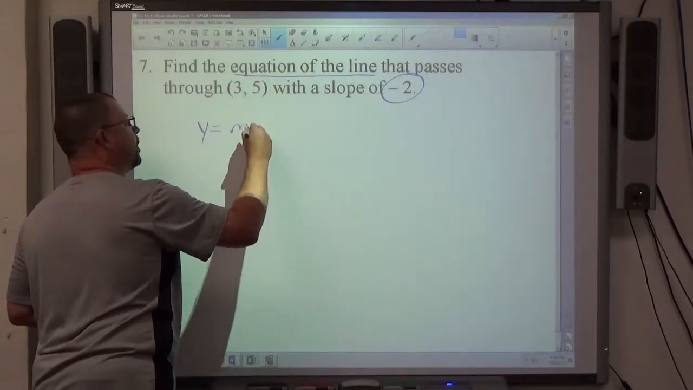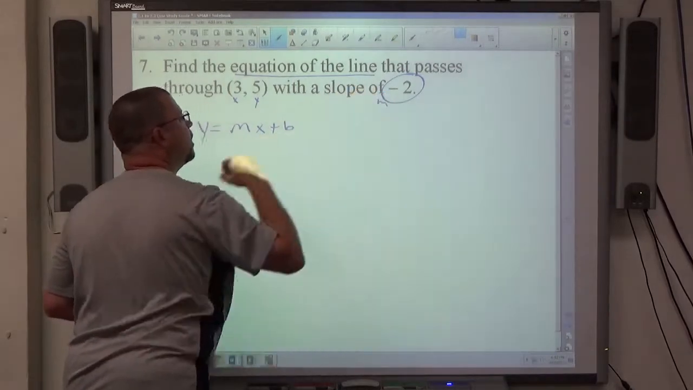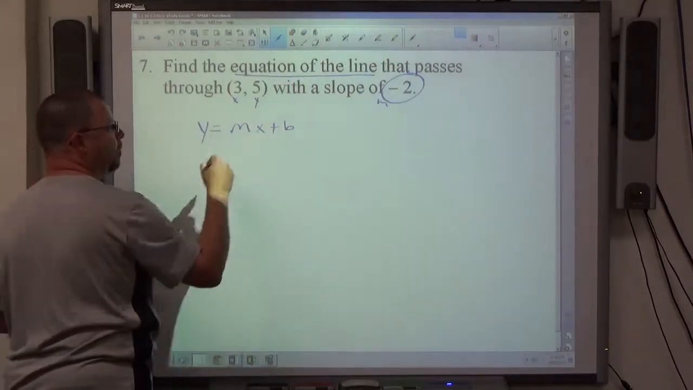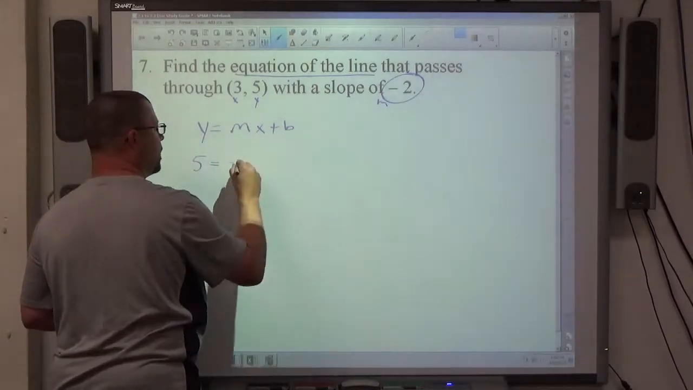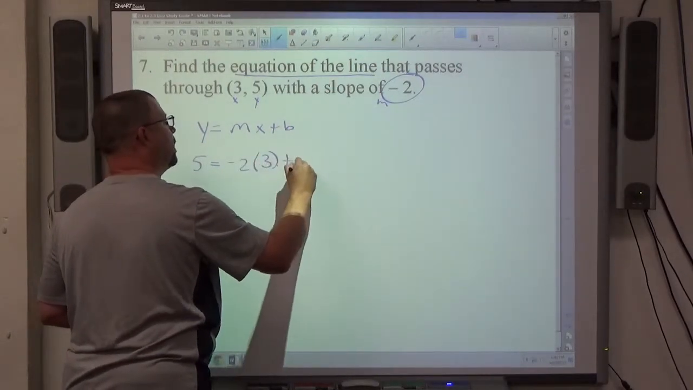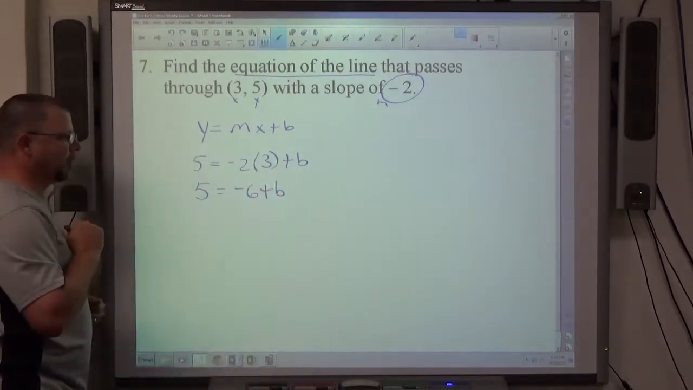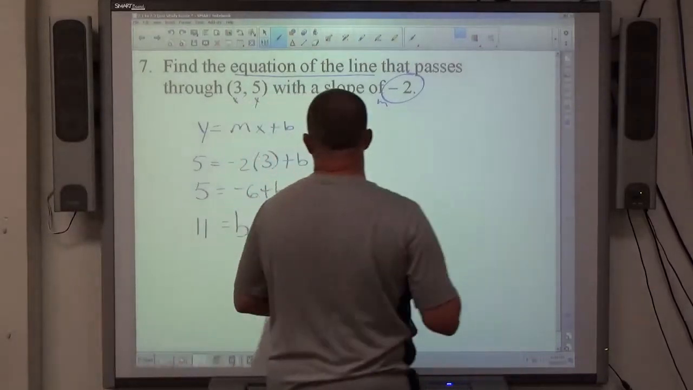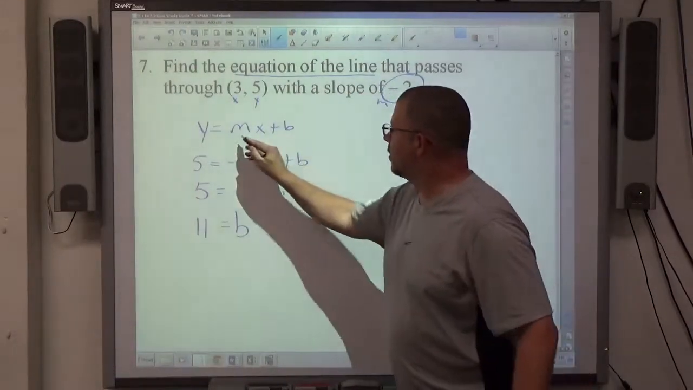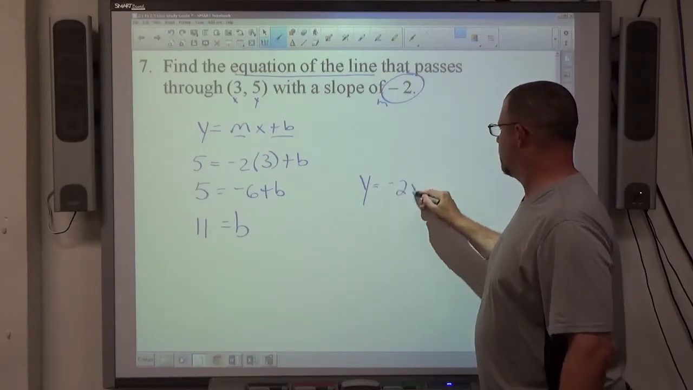y equals mx plus b. That's x, that's y, that's m. So substitute those 3 numbers in to figure out b. So 5, which is y, equals m, which is negative 2, times x, 3, plus b. So 5 equals negative 6 plus b, making b equal to 11. Once I know the slope and the y-intercept, that's what I want to substitute to get my answer. So y equals negative 2x plus 11.